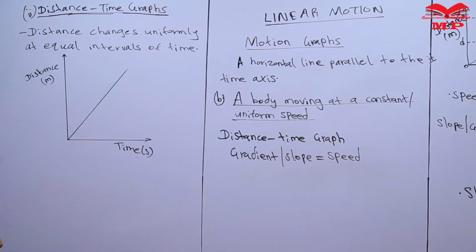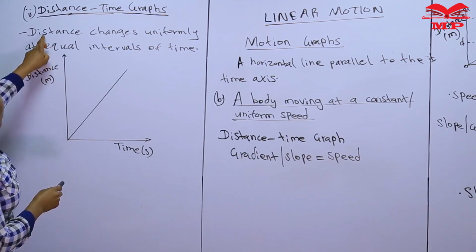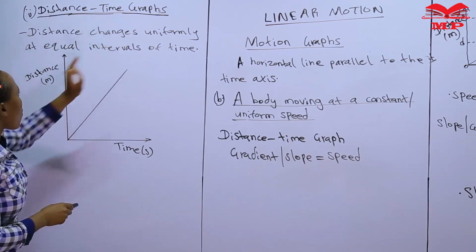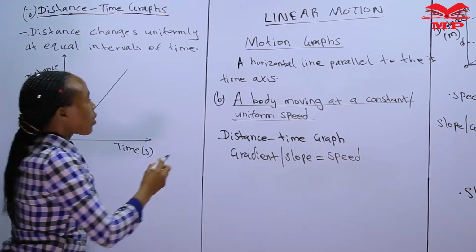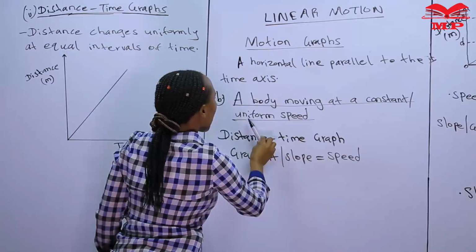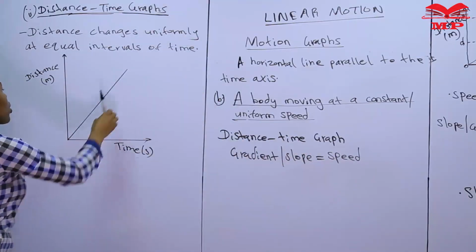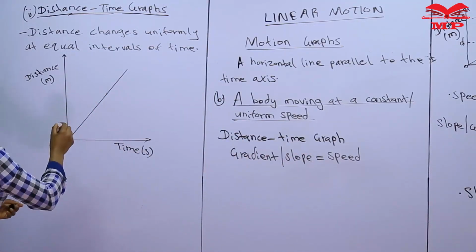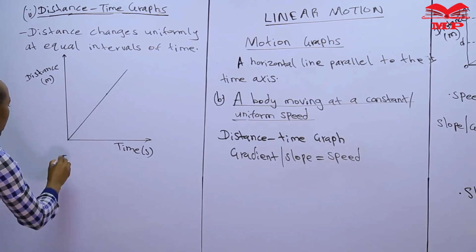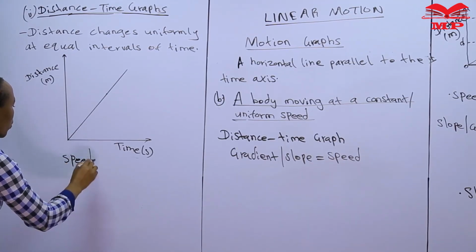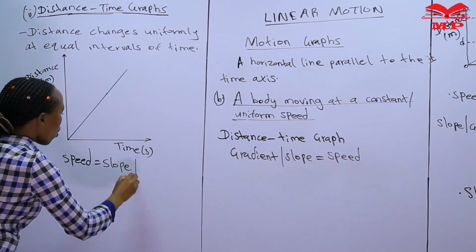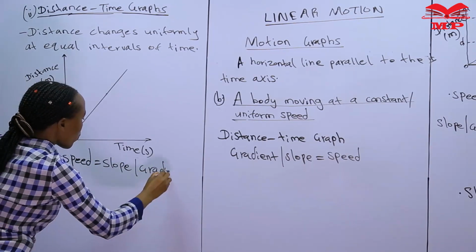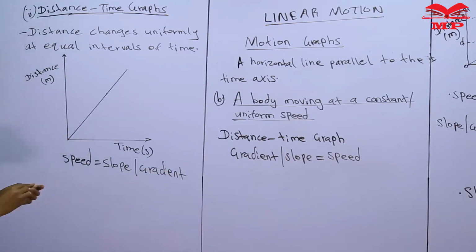So we are going to have a straight line through the origin. That is for a distance changing uniformly at equal intervals of time, whereby we are saying that the body is moving at a uniform speed. When you want to calculate the speed of the body, you calculate the slope or the gradient, which we are going to do in the next lesson.